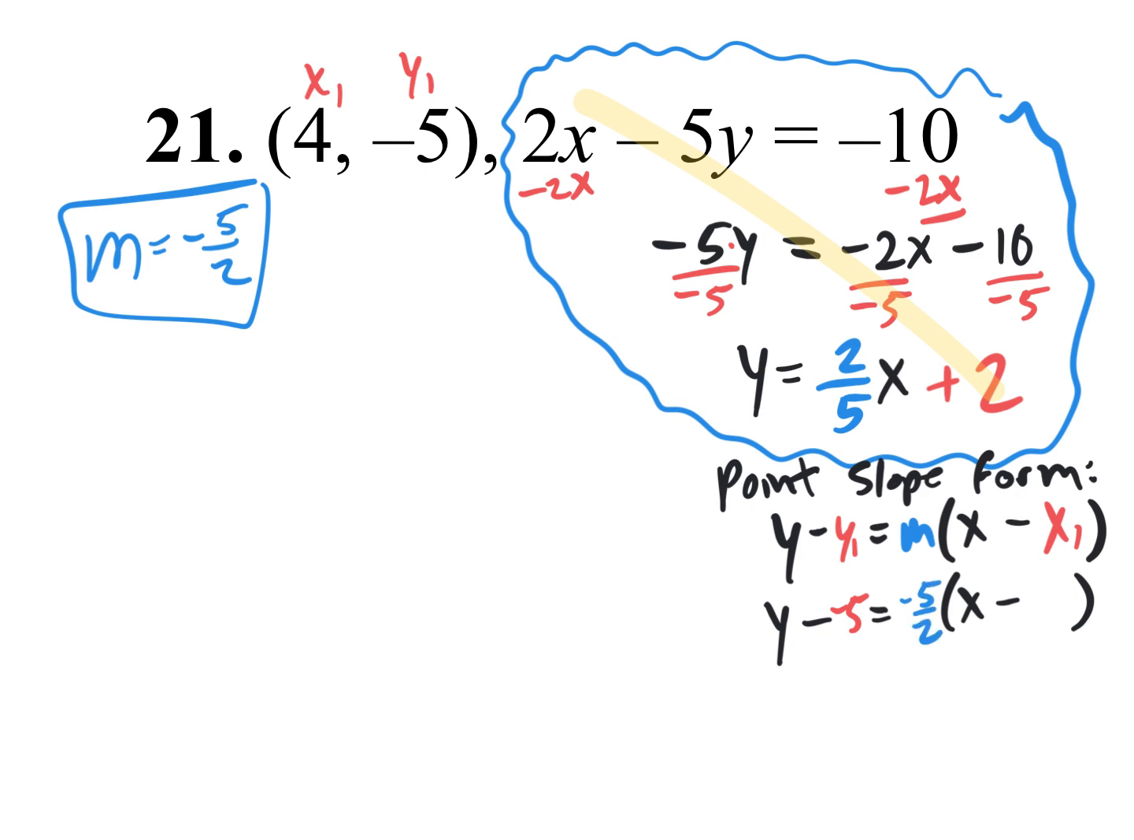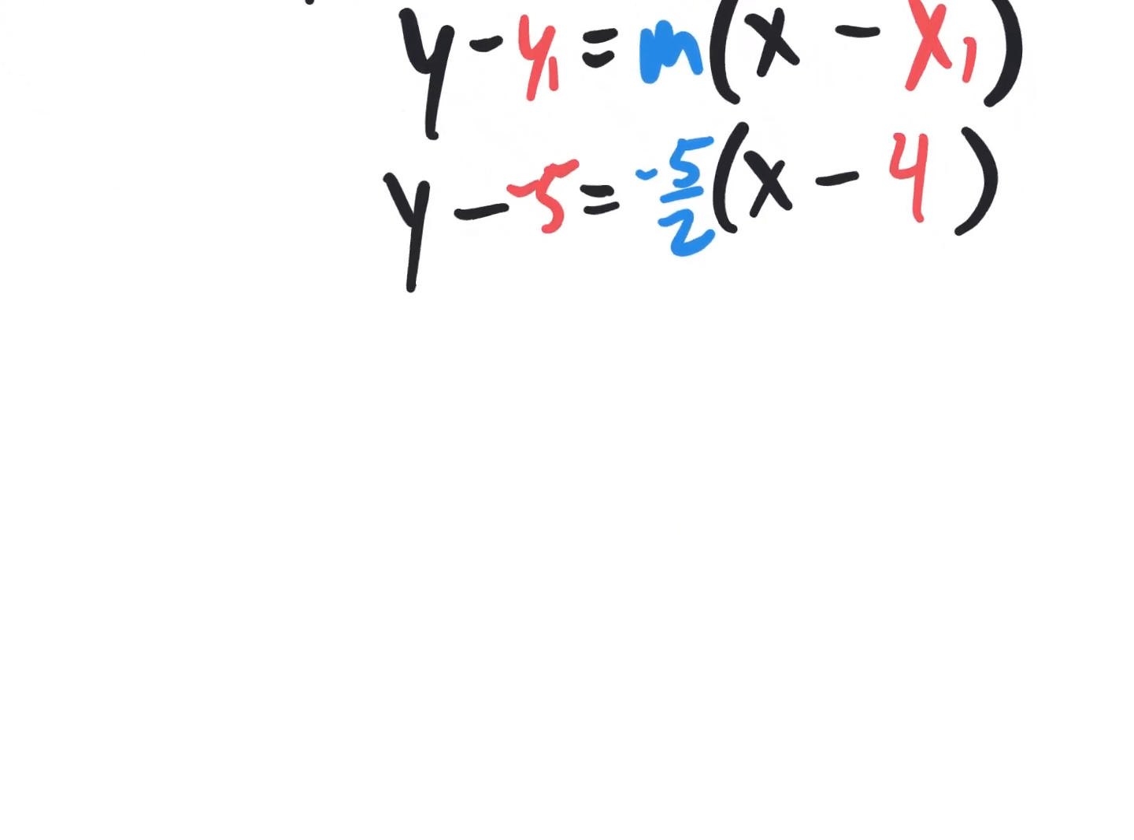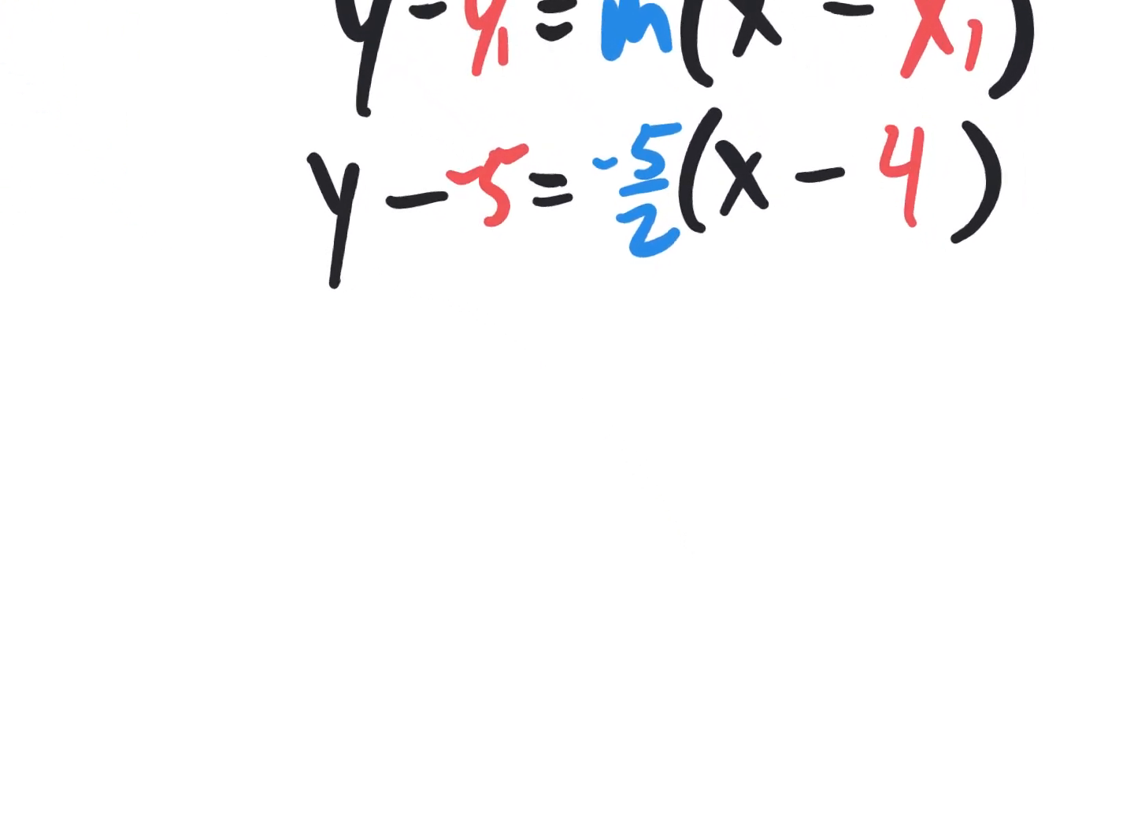And you guys picked a winner. This is a challenging question. And the x1 is a 4, so I'm going to put a 4 right there. Who knows? Maybe just sticking with y equals mx plus b will be easier on this one. But let's just keep working. Anytime you have a minus minus, you change it to plus plus. Okay? So what we really have is y plus 5 equals negative 5/2 times x minus 4.